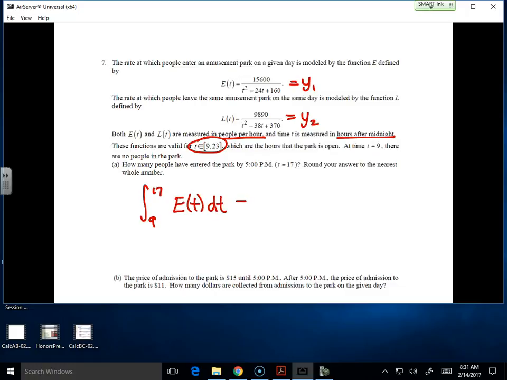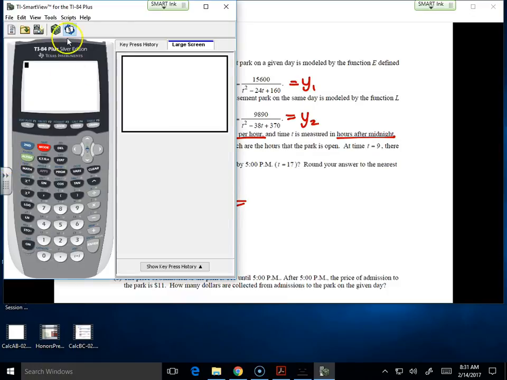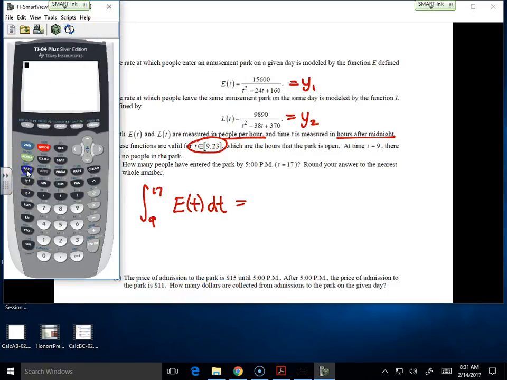Why is it nice that we have this already in our calculator? Is that Y1 or Y2? Uh-huh. So we can go ahead and just say, sweet, let's do math, and then function integrate is what number? 9. And we can go from 9, which is the beginning, not 0, to 17, which is 5 p.m. They're doing military time, right?